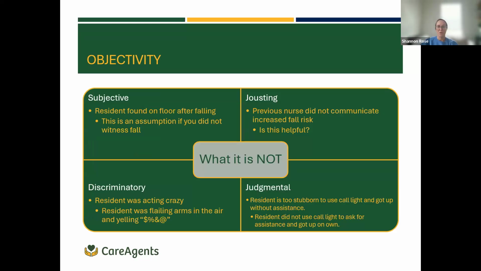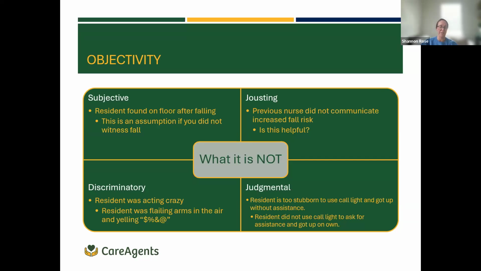I think it's also helpful to understand what objectivity is not. So objective documentation is not subjective. You should avoid assumptions or personal opinions. Avoid statements like the resident's doing well, or appears to be, and is stable. And avoid describing the resident as confused or anxious. These are assumptions and they're not based on facts. They're not based on your senses. An example is the resident found on floor after falling. So this is an assumption if you did not witness the fall.